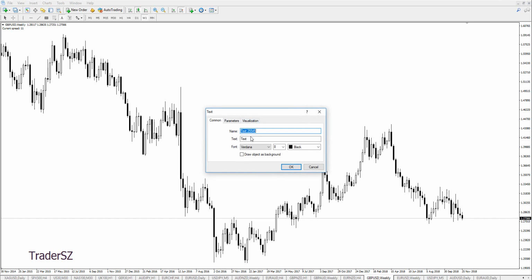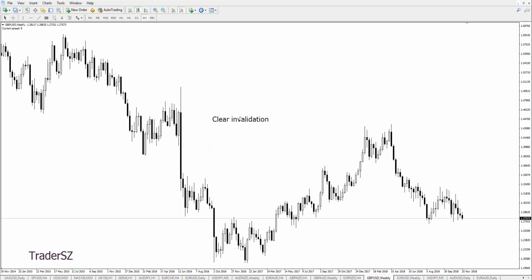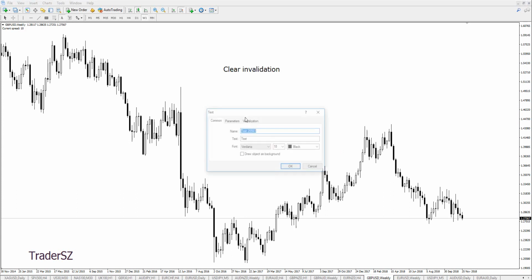Well, number one, I'm looking for a clear invalidation level. Where am I wrong? Few points I need to identify. Where am I wrong? Clear invalidation level. Where is it targeting? Or where is it most likely to reach for? And then I'm looking for my risk to reward. What is my risk to reward like?